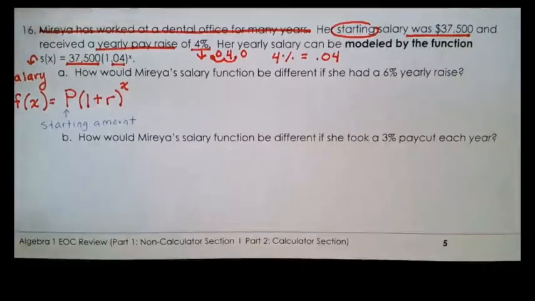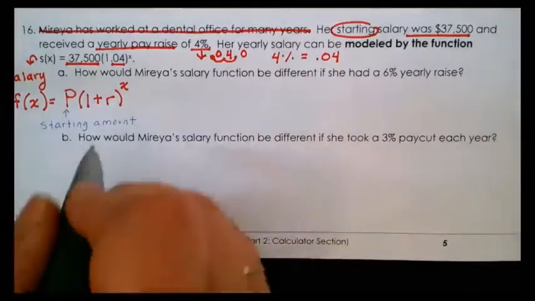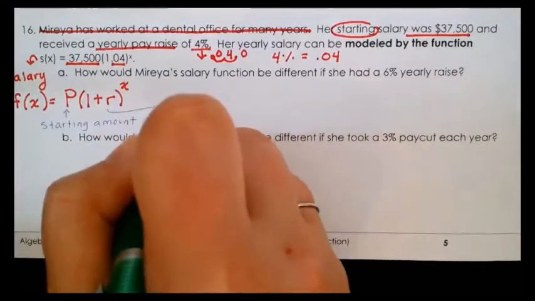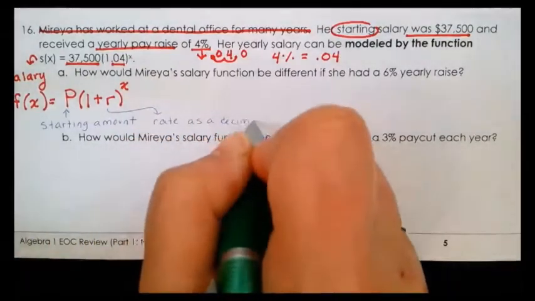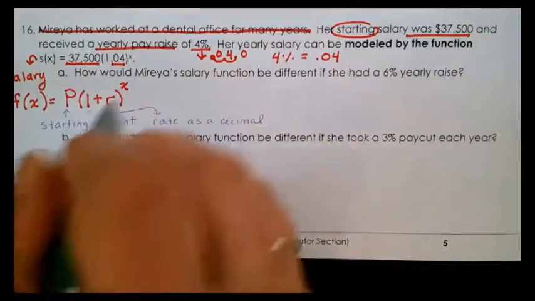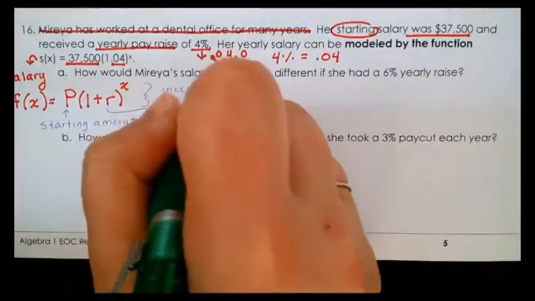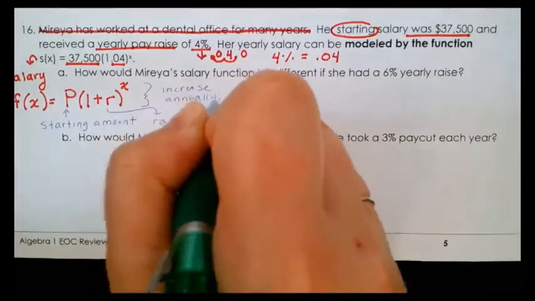Sometimes you'll hear this as a growth and decay function as well. But P is your starting amount, whatever you started with. R is your rate as a decimal. Now this function is only if you are increasing annually, or yearly.